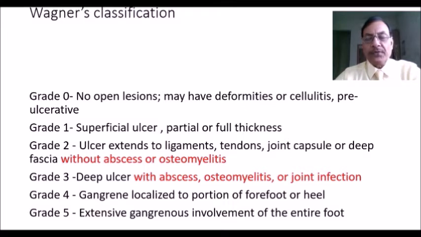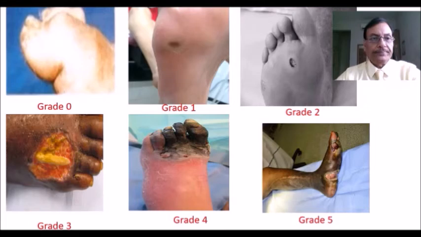And grade 4, 5 both are for the gangrene. Grade 4, it is a localized gangrene in a part of the foot, either forefoot or heel usually. Grade 5 is extensive gangrenous involvement of the entire foot.